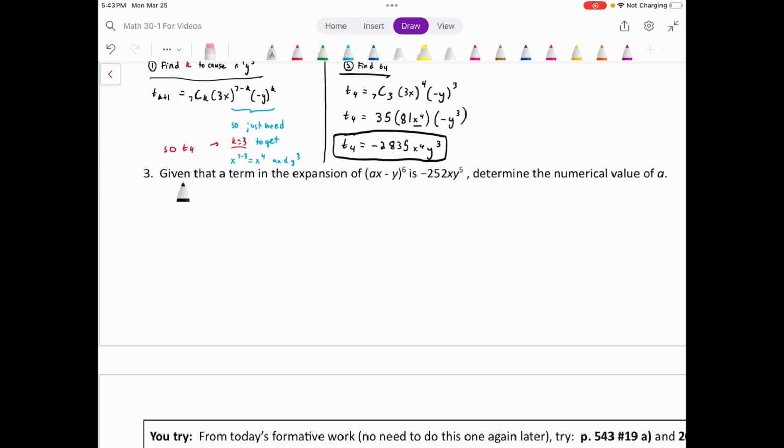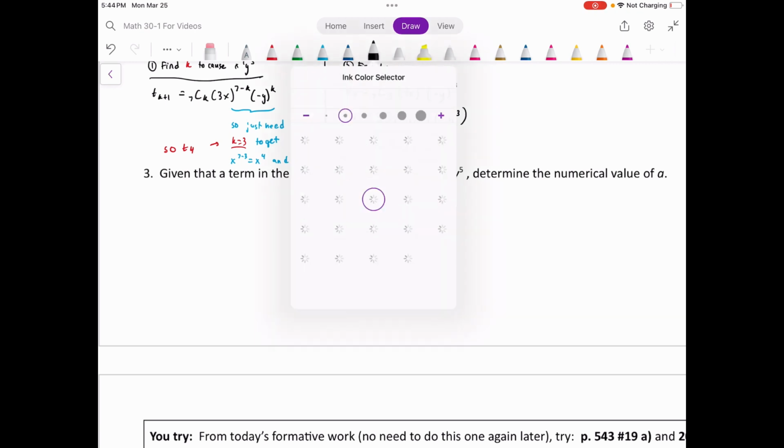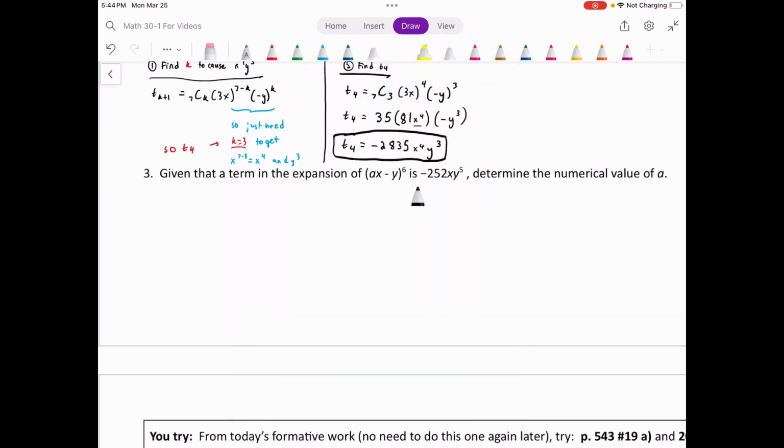So it says here, given that a term in the expansion of ax minus y to the power of 6 is negative 252xy to the fifth, determine the numerical value of a. So a little bit reversed here, right? They've actually given us what the term is, and we have to figure out what the binomial that we started with must have been. Okay, so again here, we don't quite know what k is, do we? Like I said, when we don't know what k is, that's basically our first step. Figure out k.